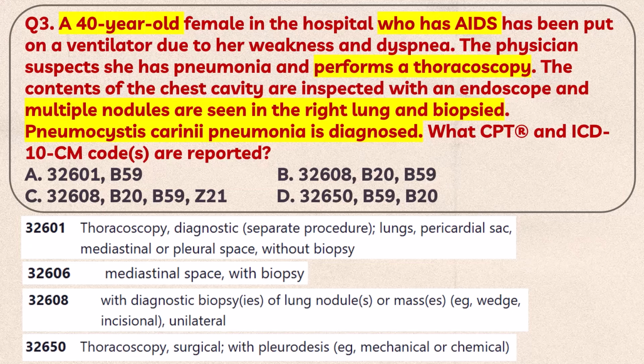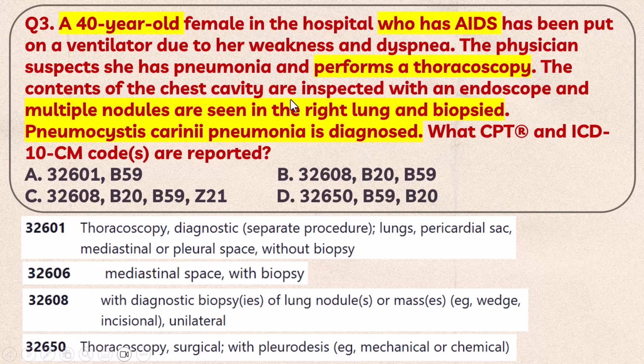32601 is thoracoscopy diagnostic, that is a separate procedure, of the lungs, pericardial sac, mediastinal or pleural space without biopsy. But 32606 is mediastinal space with biopsy. 32608 is with diagnostic biopsies of lung nodules or masses, unilateral.